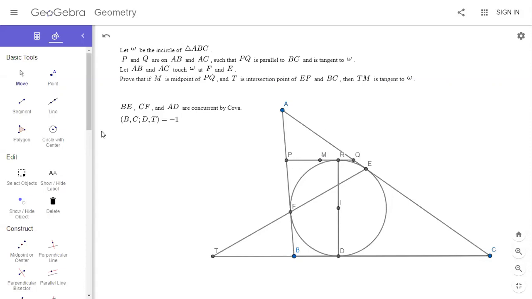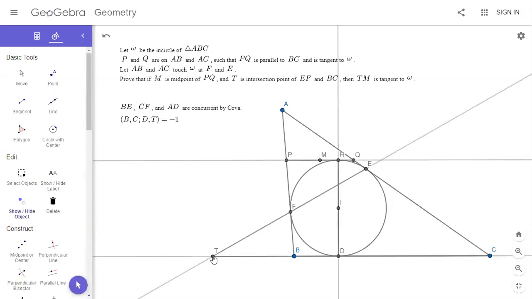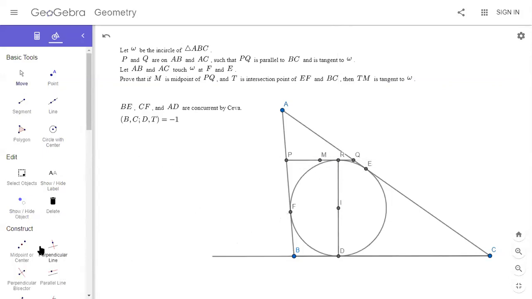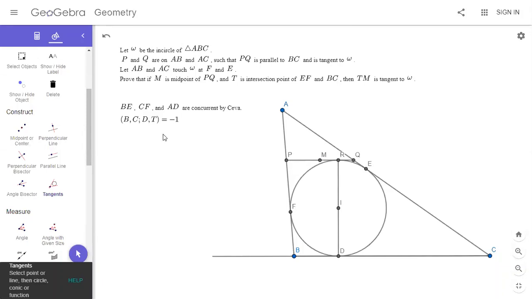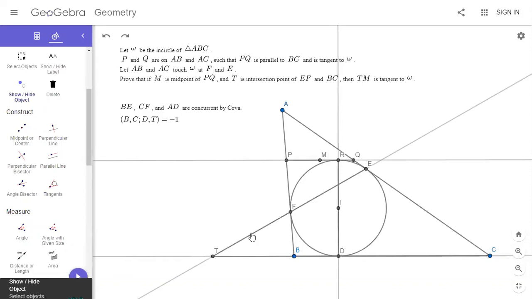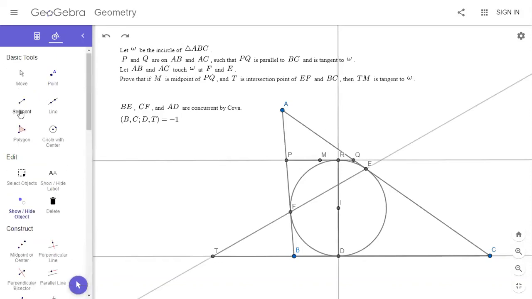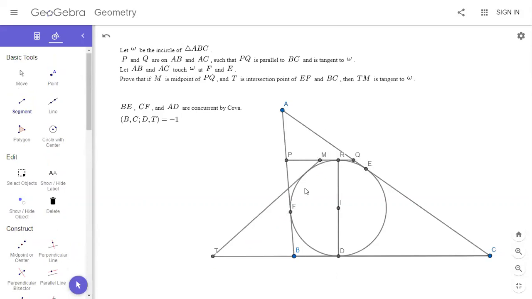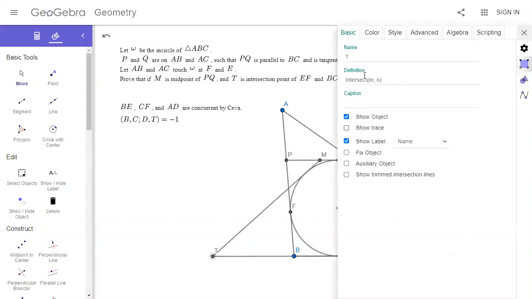Maybe you want to use that P, Q, M, and the point at infinity are harmonic. Let's see if there's a way I could do that. Actually, let me hide point T. What if I instead draw the tangent? Actually, I'm going to cheat a little. What if I draw the tangent from M to the circle and call it T prime, and I want to show that T is equal to T prime.